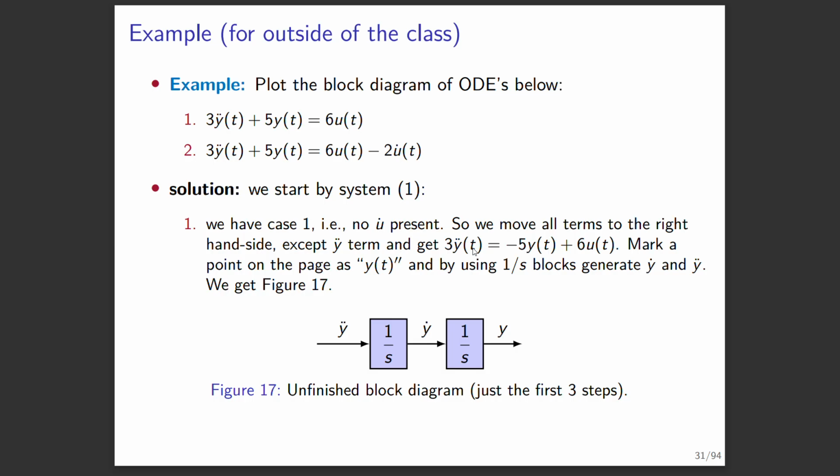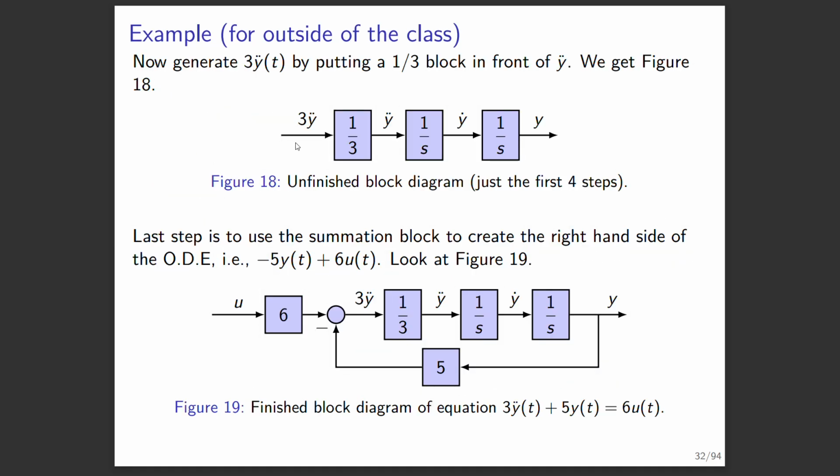That is supposed to be equal to negative 5y of t plus 6u of t. I already have y on my page. And then I show another point on the map with u, and I create 6u of t, and then I add them up. So now I have 3y double dot is equal to 6u of t negative 5y, which is what I had. I could have terms with y dot in them. I simply just put another block here and then add them up in the summation point. So that's what I do in case 1.